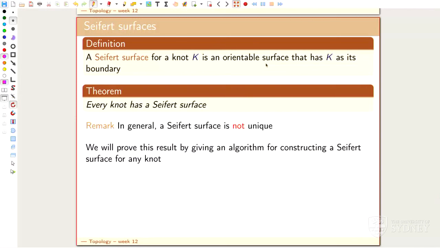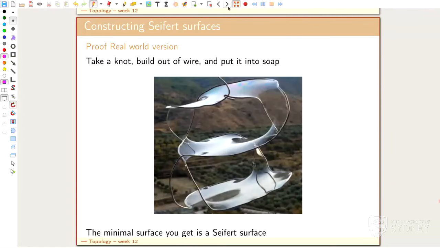And the formal proof will be an algorithm that constructs the surface for you, which is really cool. And that algorithm is really important, and it has a name. It's called Seifert's algorithm, named after the same mathematician. And yes, it will appear in the exam, in case you're wondering. But first, I'll give you the real-world proof of this statement. And it's actually extremely amazing.